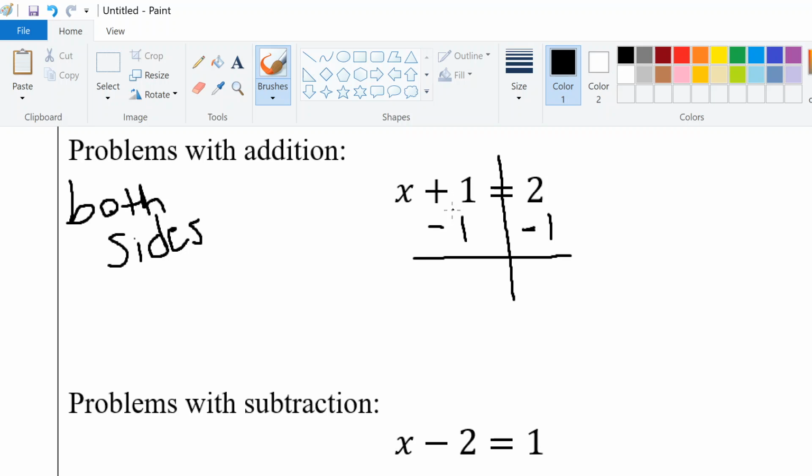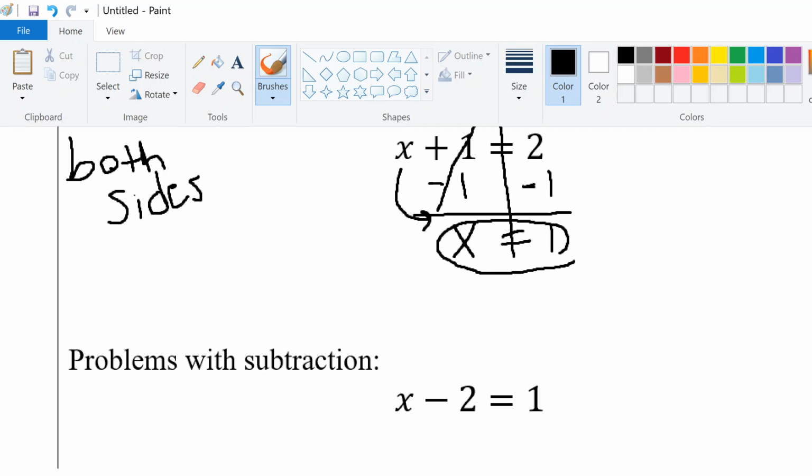So when I do 1 minus 1, that goes away. My x is going to come down along for the ride, yeehaw, okay? And then notice here, I have this side I need to simplify. 2 minus 1 is going to be 1. That's what I'm left with here, okay? So that's an example with addition.